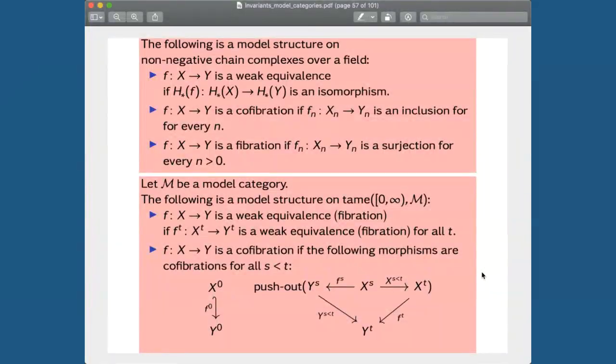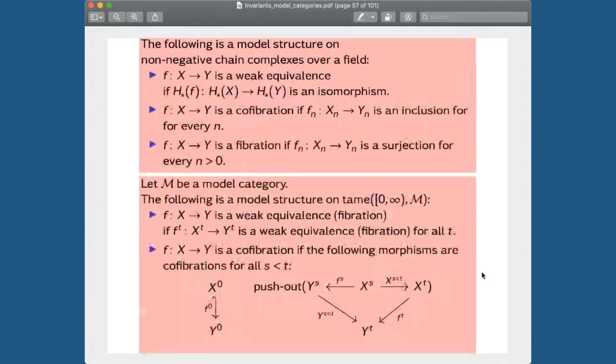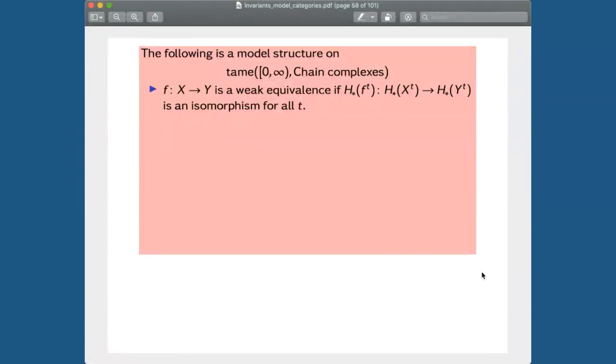So we can apply tame twice, and what we get is tame objects parametrized not by a line but by a plane. So this model category will propagate. For example, the following is a model structure. I'm applying the second statement to the first one, to the chain complexes, and I look at the tame parametrized chain complexes, and the following maps form a model structure.